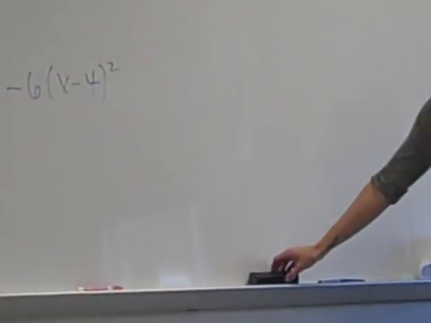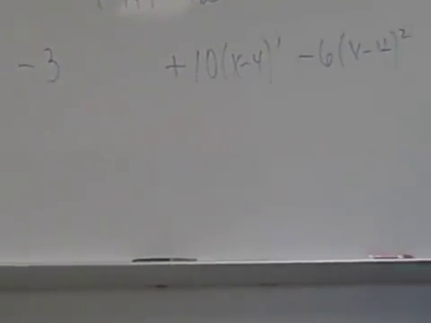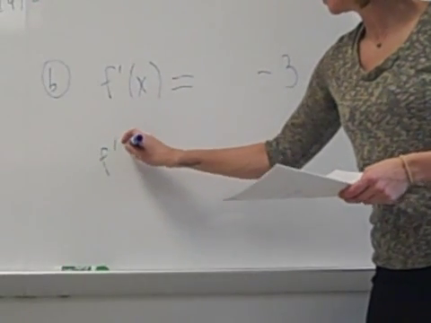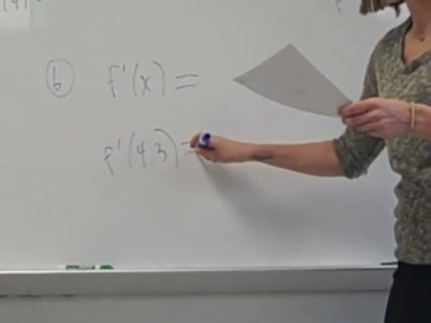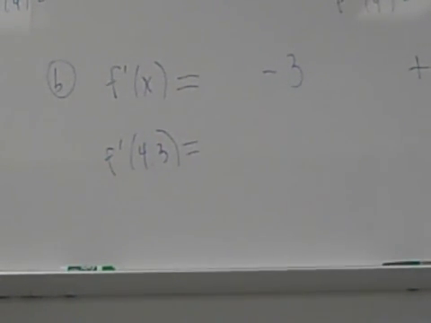So put that all together. You don't have to multiply it out. That's fine. And then they also asked you to approximate f prime of 4.3. This was a calculator problem, so you would have had a calculator, plug in 4.3 for the answer. Questions?